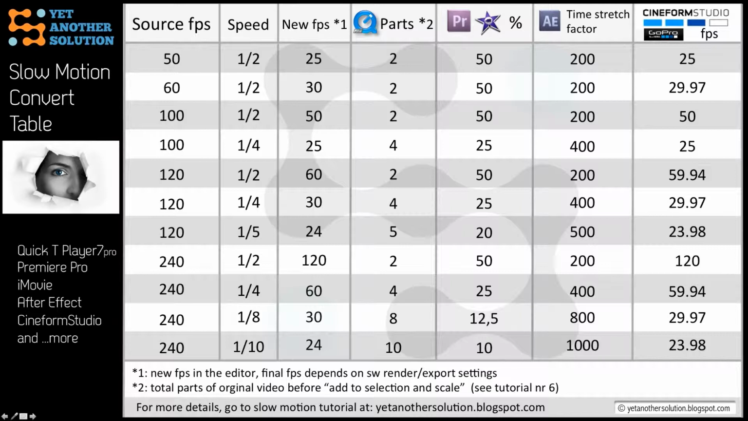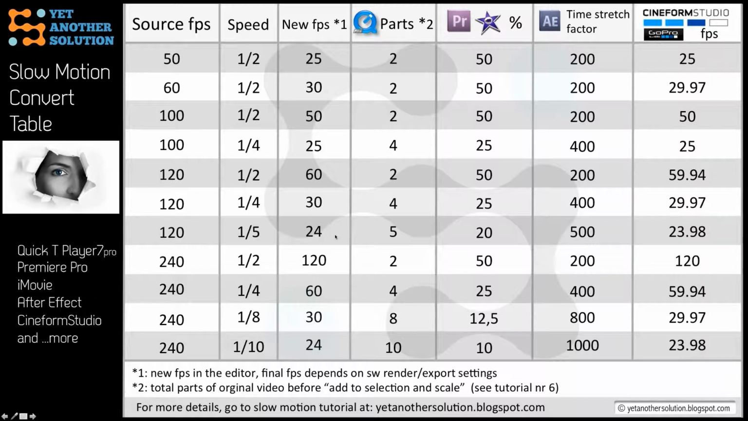So here we are in iMovie. If we for instance have a 120 frames per second source file and we want to slow it down 5 times, then we put in 20% in iMovie. I think this is the limit in the new iMovie, 120 frames per second. I think that's the limit, where you can slow it down 5 times and still have a smooth slow motion, and we end up with a 24 frames per second result.